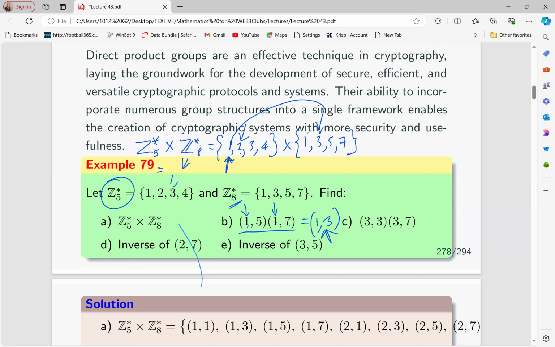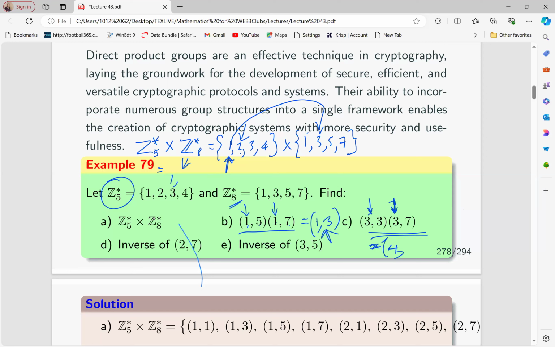Let's again multiply this. We note that this element is from the first group, and again 3 is from the first group. The first elements are from the first group, and the first group is multiplicative. That means we multiply that 3 and that 3. That gives us 4. 3 times 3 mod 5: that is 9 divided by 5, the remainder is 4. Yes, that's how we do that.